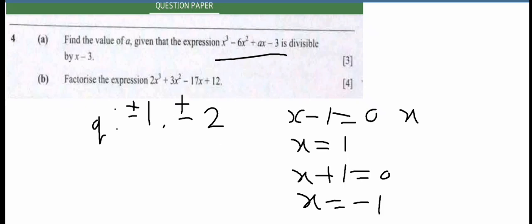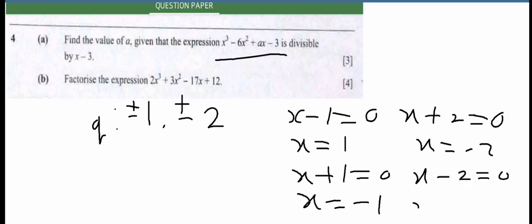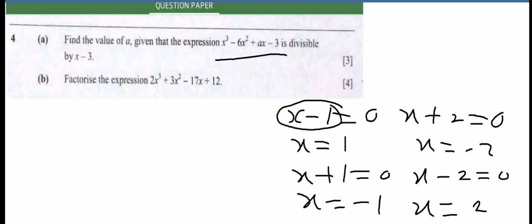Again, let's come to this one. If we get x plus 2 and equate it to 0, we are going to get the value of x as negative 2. Then again, if we get x minus 2 equal to 0, and we solve for x, we are going to find that the value of x is positive 2. So we are going to test all these values, but we are going to end at the point where, if we put a number everywhere we have x, we get the remainder as 0. That is where we are going to end. So let's start with this linear here.